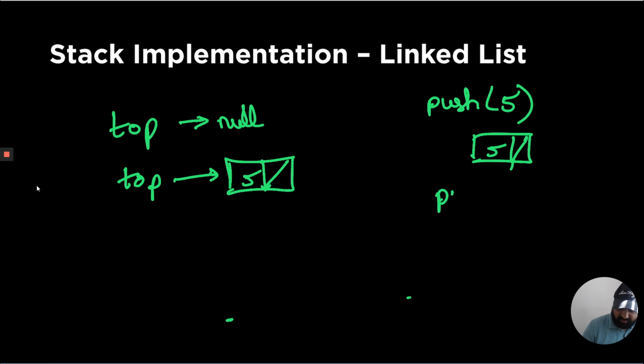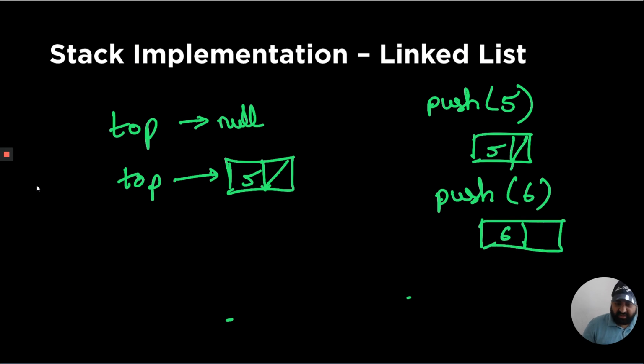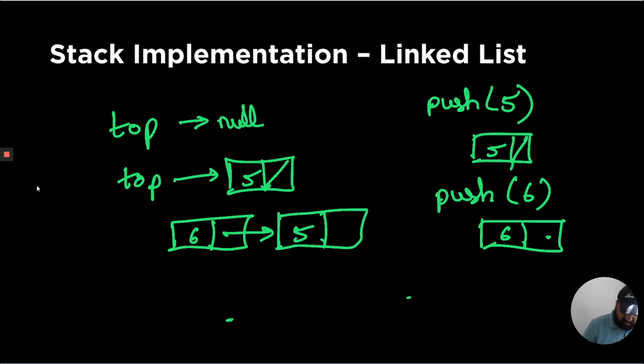Next, if we try to do something like push 6, we are going to insert a new node with the value 6 in the beginning of the list. This 6 starts pointing to the previous top, which in this case is 5. And then we relocate the top pointer to start pointing to the new node that we just inserted.